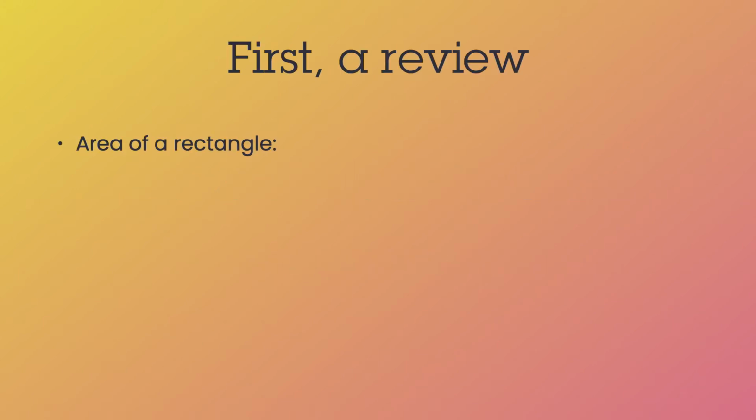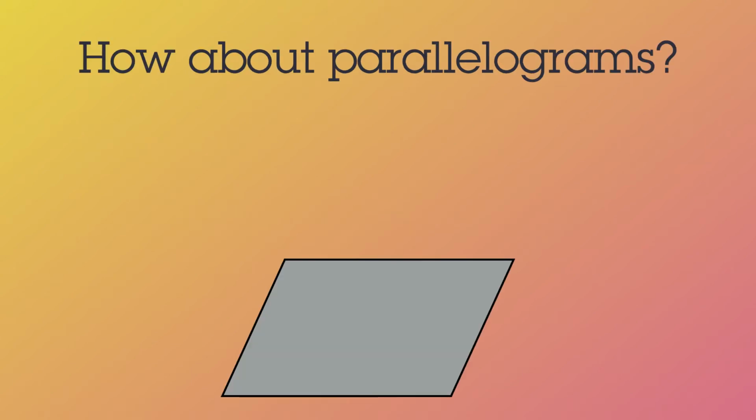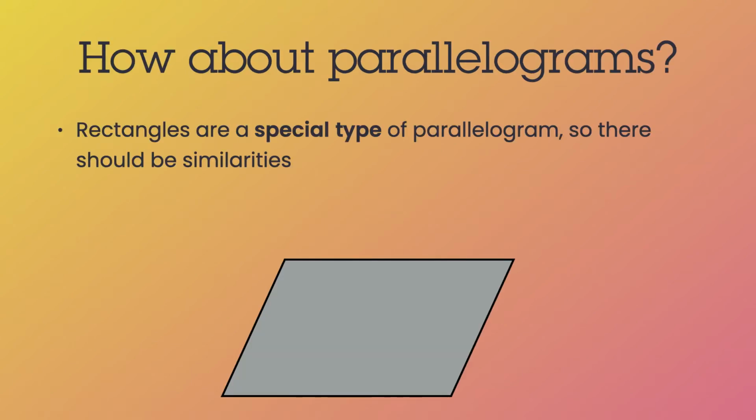First, to review, we looked at the area of a rectangle in the last video. And to find area of a rectangle, you use length times width. Now, parallelograms are still two-dimensional shapes, so we're still going to have two dimensions. And rectangles are a special type of parallelogram, so we should expect there to be some similarities. But parallelograms have slanted sides instead of all vertical and horizontal sides.